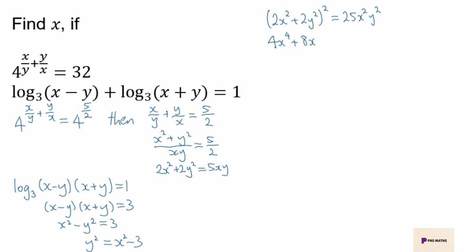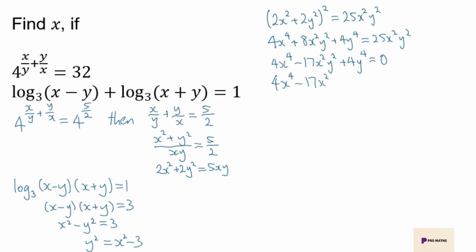Let's expand this. 4x to the power of 4 plus 8x squared y squared plus 4y to the power of 4 equals 25x squared y squared, using our perfect squares. And then let's make one side equal 0, because very likely we're going to be doing some factorizing soon. And then the null factor law would be useful. So making one side 0, we'll get 4x to the 4 take 17x squared y squared plus 4y to the 4 equals 0.